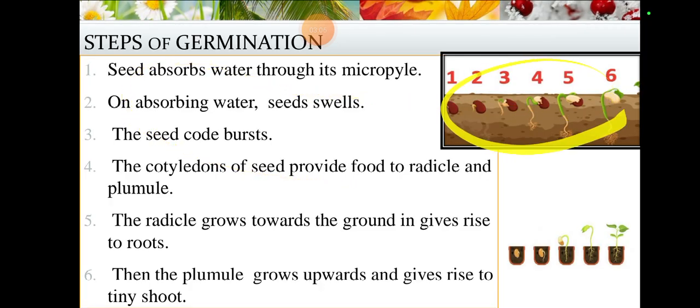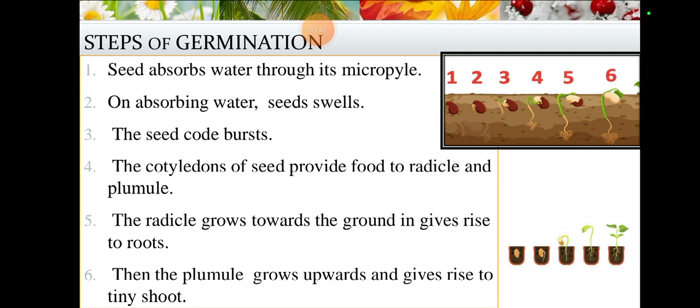Steps for germination. There are basically 6 steps. First, the seed absorbs water through its micropyle. In the seed we have a micropyle present, and it helps the seed absorb water. On absorbing water, the seed swells. Just as when we drink water or milk we grow in size, in the same way plants absorb water so that they can also grow big.